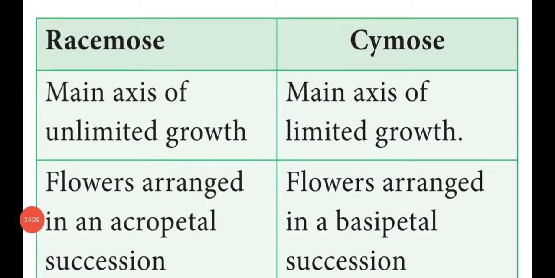Dear students, next we are going to see the important 3-mark and 5-mark question, that is difference between racemose and cymose inflorescence. Dear students, kindly note down in your textbook. It's very, very important. The racemose inflorescence shows unlimited growth. That's why it is known as indeterminate. That means they are showing unlimited growth. But cymose is limited growth, that is known as determinate.